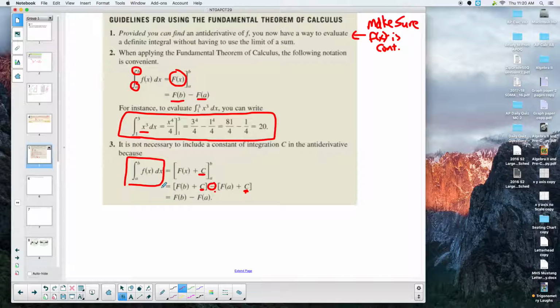That, in conclusion, is how you use it. Now in class tomorrow, we will start practicing these problems.